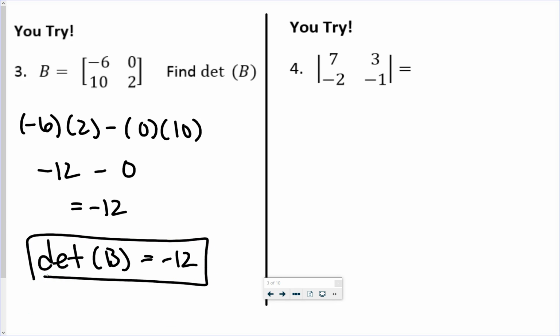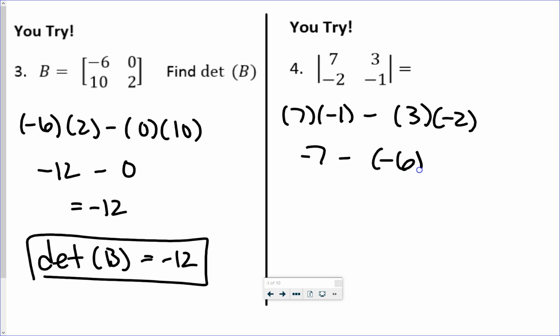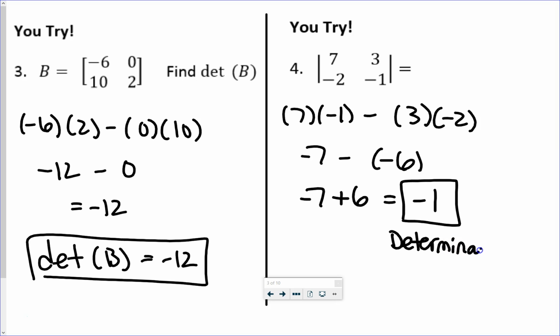Good. How did you set up number 4? So first you did 7 times negative 1 to get negative 7. And then you subtracted, what, 3 times negative 2? Good. Negative 7 minus negative 6 is actually negative 7 plus 6. So our determinant is negative 1. So number 3, we should have got negative 12. Number 4, we get negative 1. Remember, minus negative becomes plus. That is going to happen again many, many times. So don't forget it. All right, questions about determinants with 2x2s.